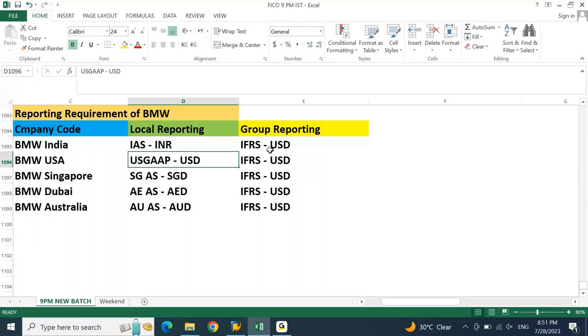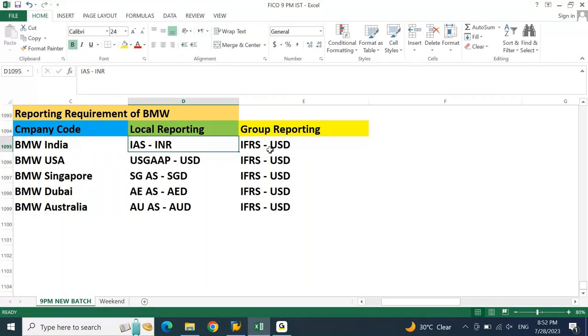Sir, is there any logic behind selecting all the group reporting as IFRS USD dollar? Even if the group company is situated in Singapore, then also IFRS USD dollar is the group reporting currency. It is up to the company which one they decide. It depends on the company. But the most commonly used currency is dollar, because all the currencies cannot be converted into Singapore dollar. Officially, for all the countries you will be trading with, you will be converting to dollar.